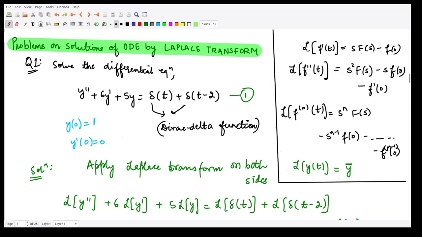It says that you have to solve this differential equation, where you are given the initial conditions y of 0 is equal to 1 and y dash 0 is equal to 0. So these two conditions are given to you. That means your given differential equation is an initial value problem. And in this case, delta t and delta t minus 2 represent the Dirac delta function.